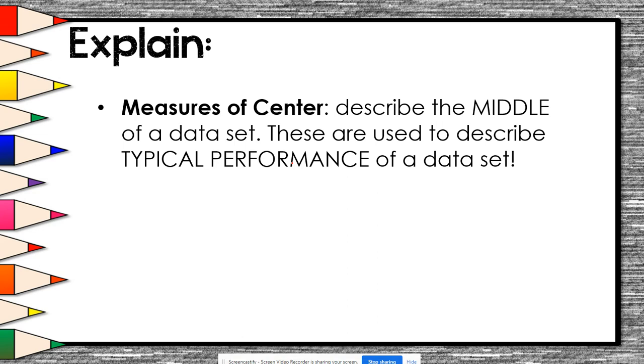Measures of center are those measures that describe the middle of a data set, and these are used to describe the typical performance of a data set. So the measures we use for this are mean, median, and mode, although we typically use mean and median the most.